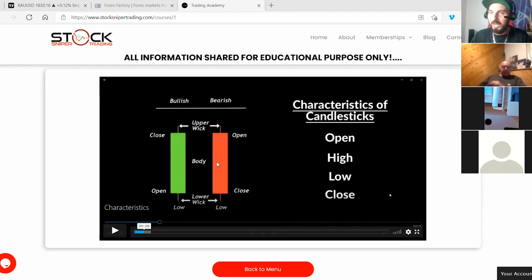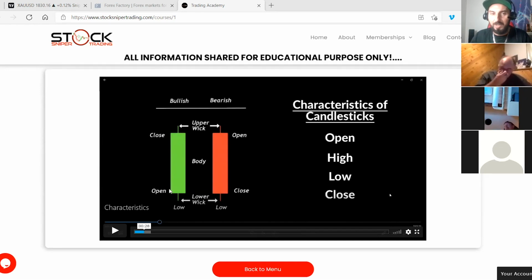And same with a red candle, the bearish candle. This is the real body on a bearish candle, and this is all selling volume. So the bigger the body of the candle, the more pressure, the more selling pressure if it's a red candle, and the more buying pressure if it's a green candle. So hopefully that makes sense, guys.